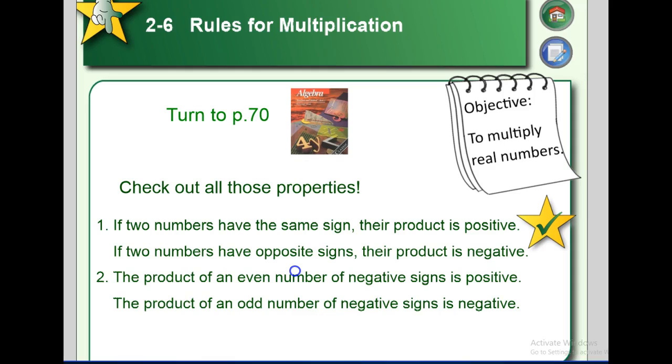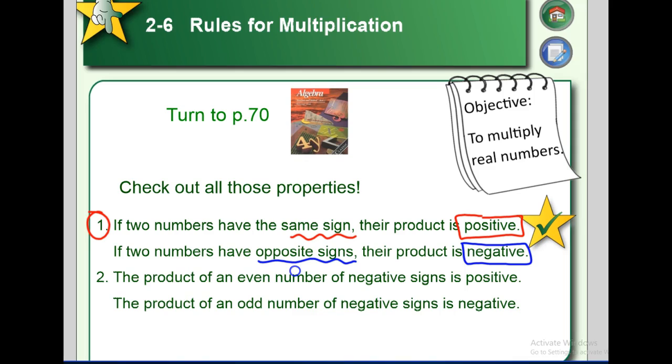Now, Mrs. Burton took all of that and turned it into 2 rules. Here it is, rule number 1. If 2 numbers have the same sign, then their product is positive. And if 2 numbers have opposite signs, then their product is negative. So just like when we were adding or subtracting, the first question you ask yourself is, same sign or different signs? If we're multiplying, check out your operator. If they're the same sign, they're positive. If they're different signs, they're negative.